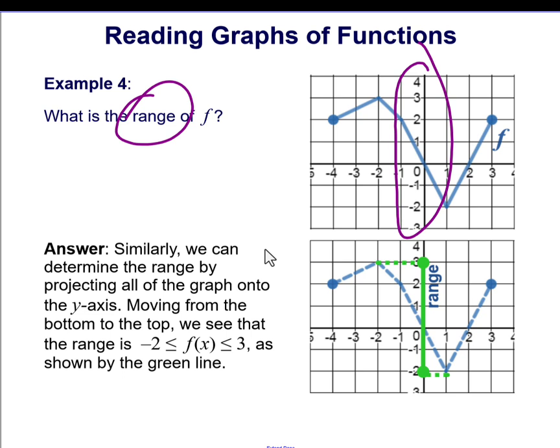Moving from the bottom to the top, we see that the range is negative 2 less than or equal to f of x, which is less than or equal to 3, as shown on the green line. So f of x is representing our function. Also remember that f of x is synonymous with y. So we look at the lowest value right here, which occurs at negative 2, and the highest value of the graph occurs right here at 3. So f of x, all the y values, are all of the values starting at the lowest, negative 2, and going up to the highest, which is positive 3. And we have determined the range.